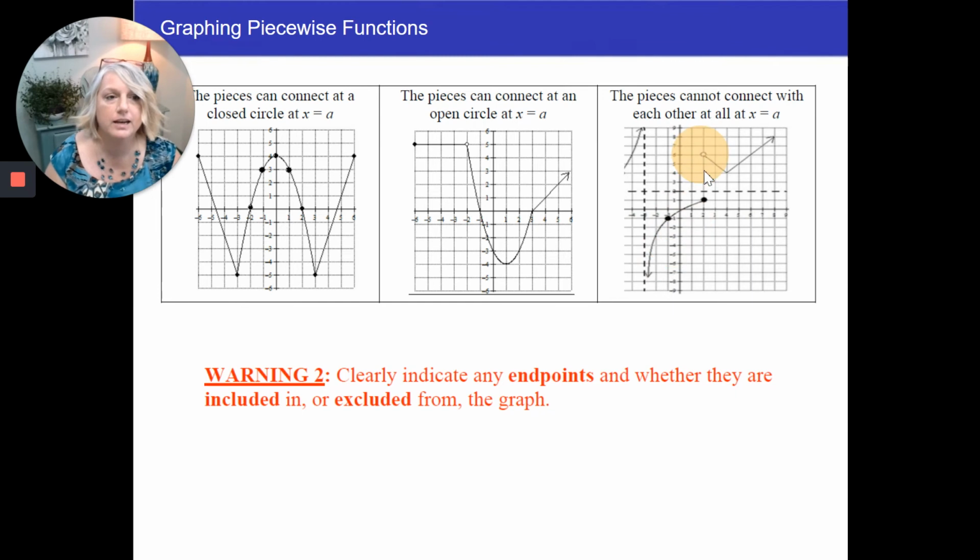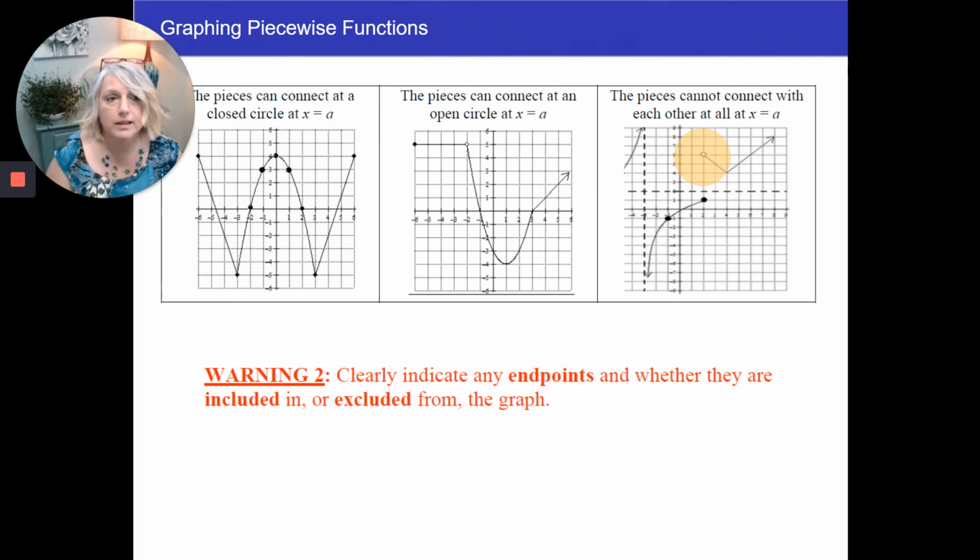You could have a discontinuity like this one where they don't connect because there's a jump between the y values. This piece's y value is down here at 1, and then it jumps up to a y value up here at 6, and then the function continues on.